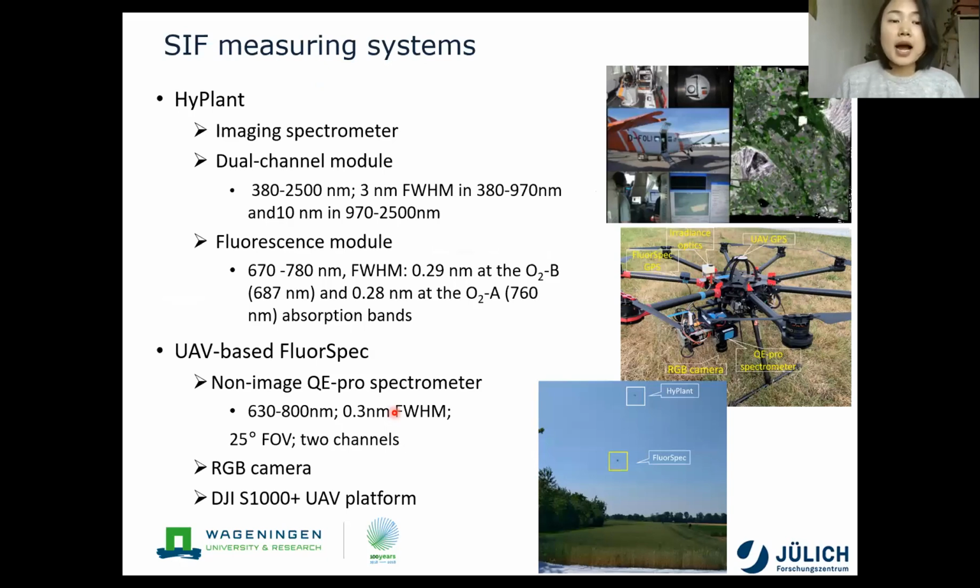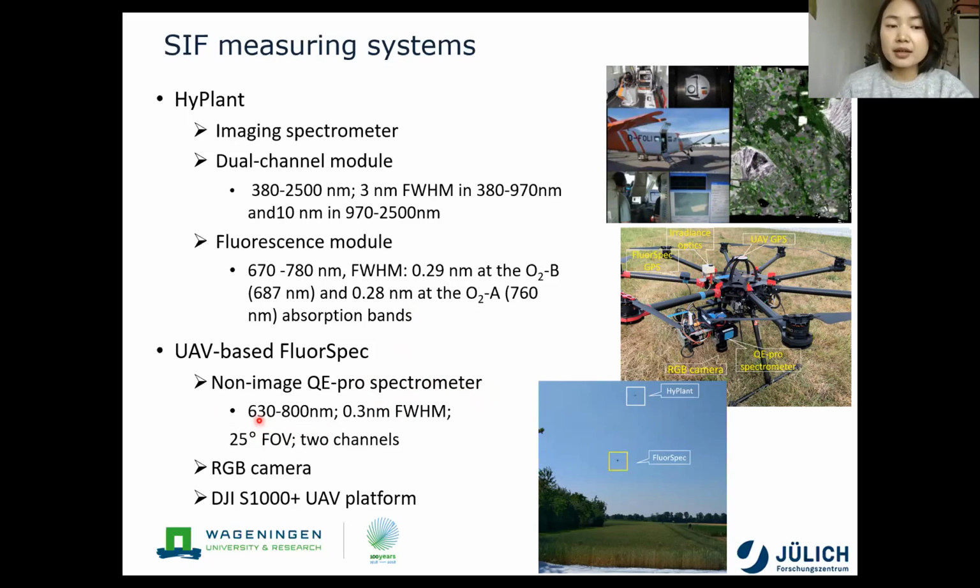In our work, HyPlant and UAV-based FluorSpec systems were used to acquire data. HyPlant is an image spectrometer and it has two modules. In our study, only the fluorescence module was used. This module covers 670 to 780 nanometers.